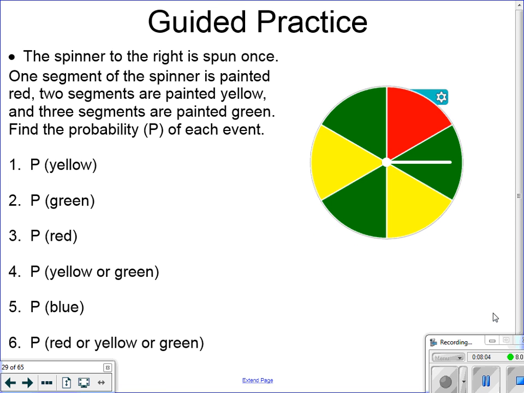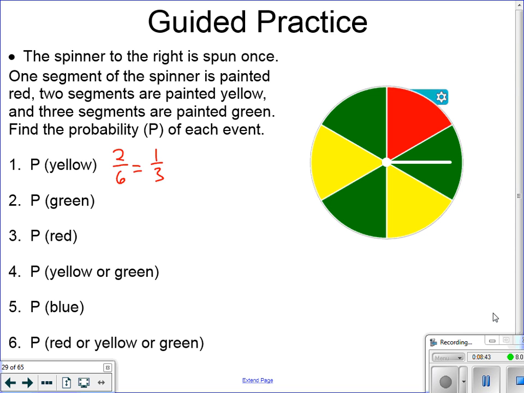All right, we're going to look at this example with the spinner. So you can see the spinner. We have 1 red part of the spinner, 2 yellow segments on the spinner, and 3 green. Each segment is the same size. Okay, so it wants to know what's the probability of spinning yellow. Well, there are 2 yellow spots, and we have 6 spots altogether, so that's 2 out of 6. Again, we want to simplify that. So the probability of spinning yellow is 1 out of 3.